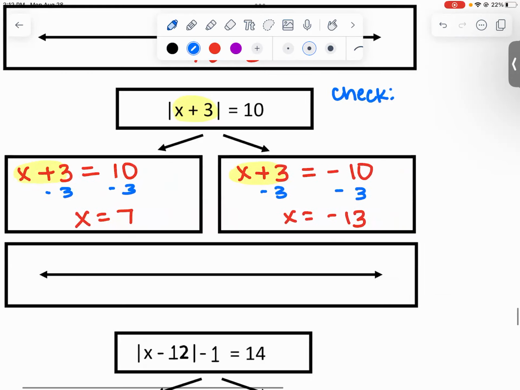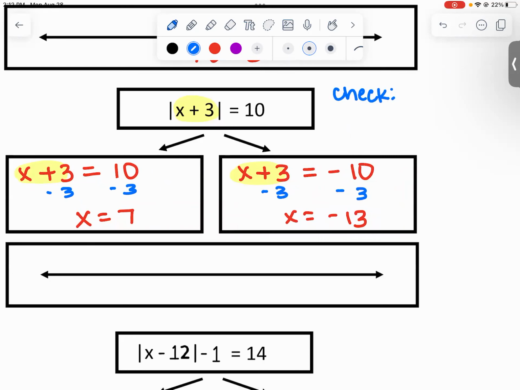Now, it's really important that we always check our answers. The absolute value of 7 plus 3, does that equal 10? Yeah. The absolute value of negative 13 plus 3, does that equal 10?